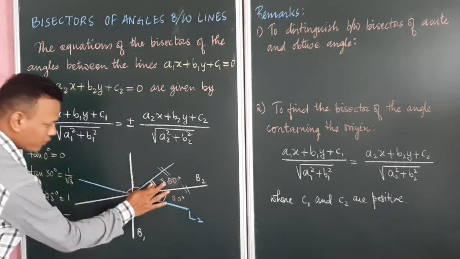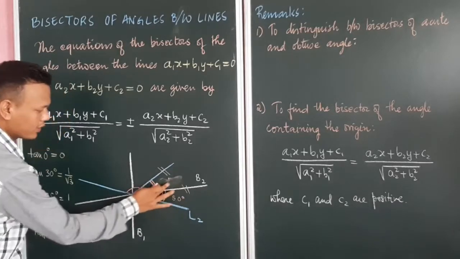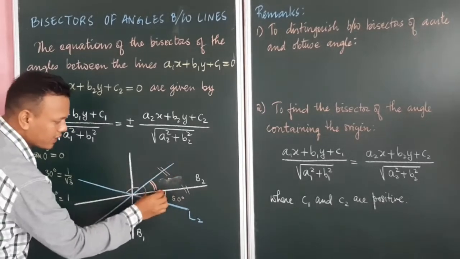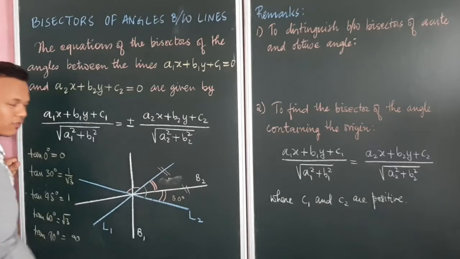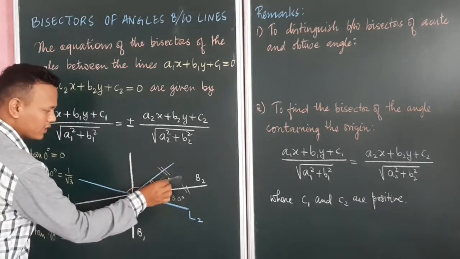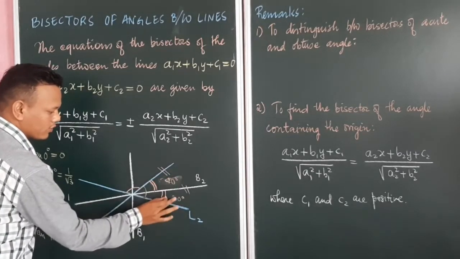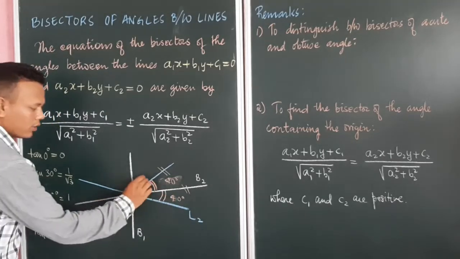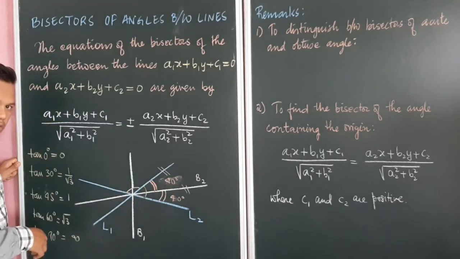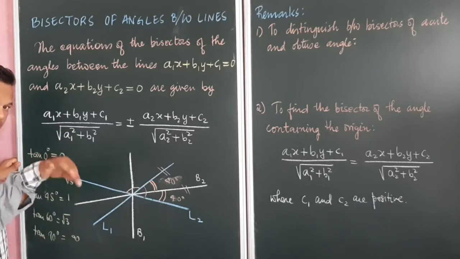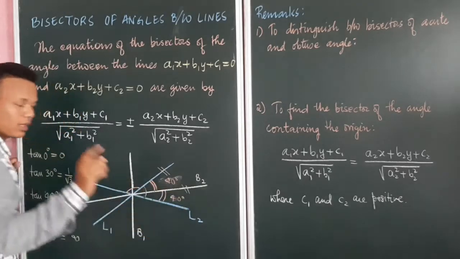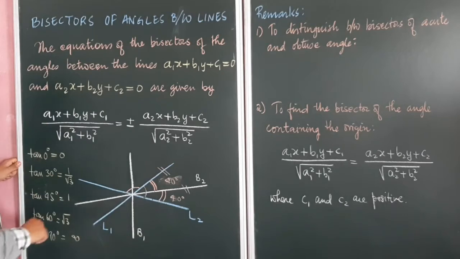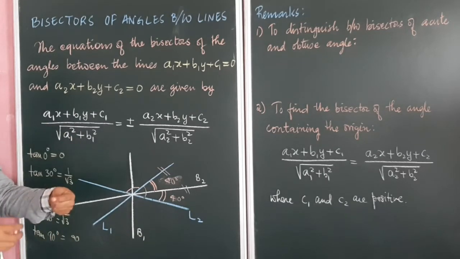So if this angle, that is the angle between a line and the bisector, turns out to be less than 45, for example 40 degrees, then this is also 40 degrees, so altogether it is 80. So if this is 80, this becomes your acute angle. That means if this is your acute angle, then B2 is the bisector of the acute angle, isn't it? Okay, so we have understood how to identify, right?